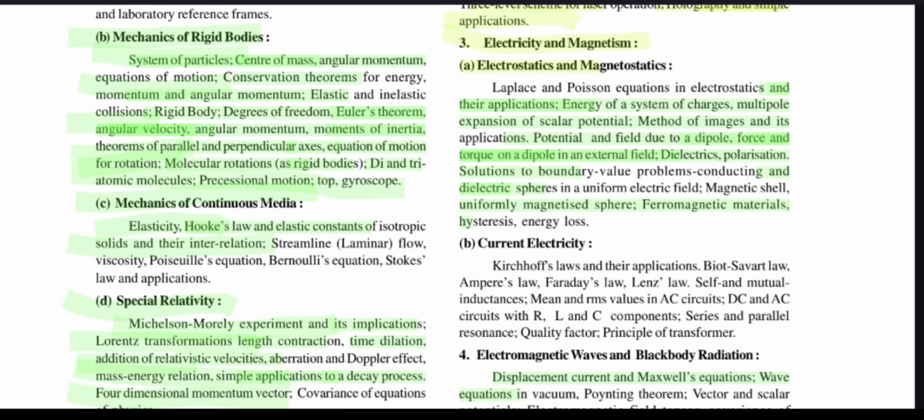So you can see this electricity and magnetism: Laplace and Poisson equations in electrostatics and their applications, energy of a system of charges, multipole expansion of scalar potential, method of images and its applications, potential and field due to a dipole, force and torque on a dipole in an external field, dielectric polarization, solution of boundary value problems, conducting and dielectric sphere in a uniform electric field, magnetic shell, uniformly magnetized sphere, ferromagnetic materials, hysteresis, and the laws.